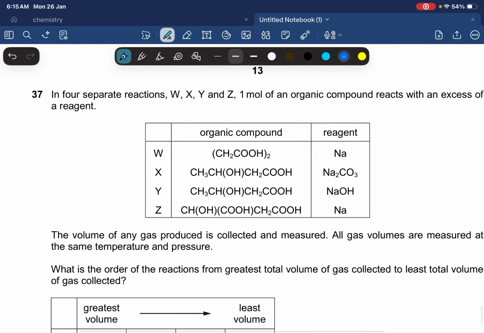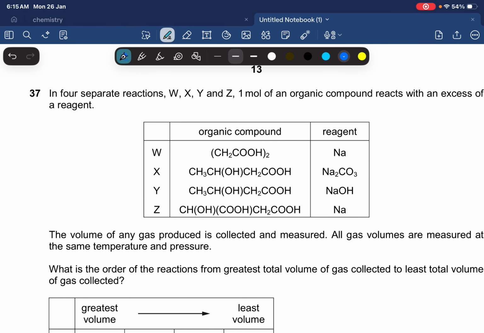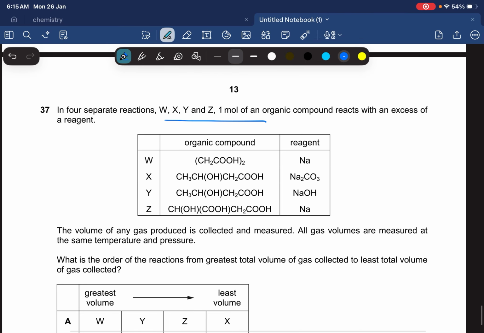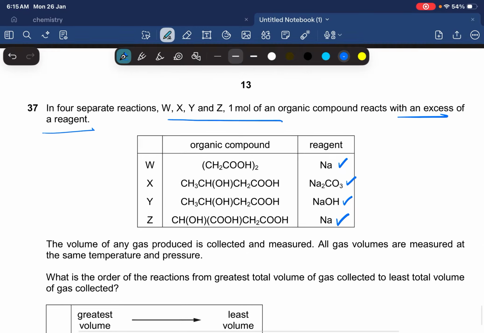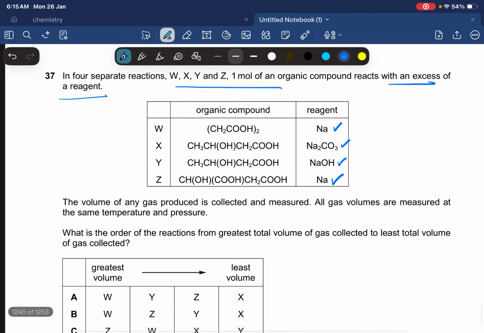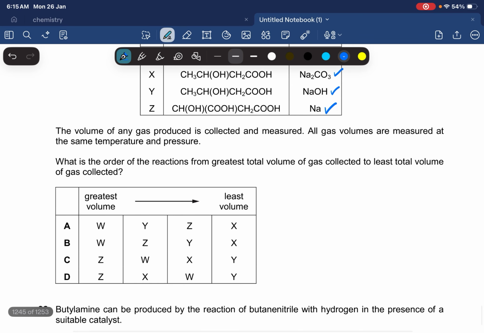So now we have in 4 separate reactions W, X, Y, and Z, 1 mole of an organic compound reacts with an excess of a reagent. So we have sodium, we have sodium carbonate, we have sodium hydroxide, and we have another sodium. And 1 mole of organic compound will react with excess of the reagent that we're basically using here. So you got to realize one thing, that the volume of any gas produced is collected and measured. All gas volumes are measured at the same temperature and pressure. What is the order of the reactions from greatest total volume of gas collected to the least total volume?